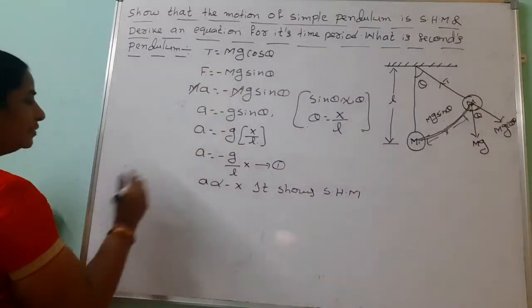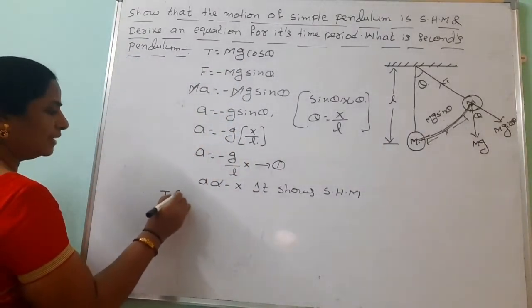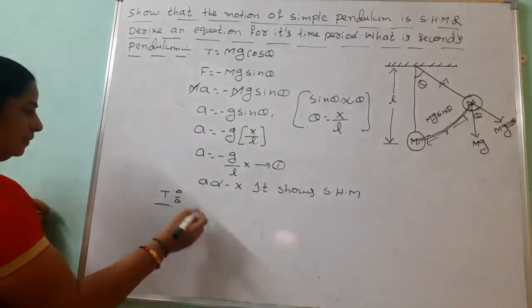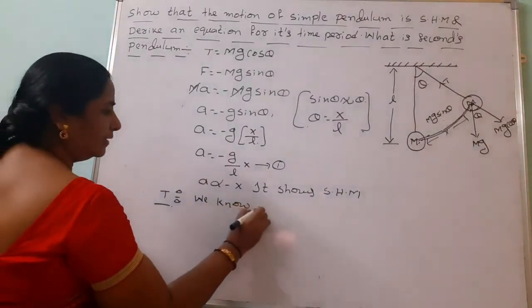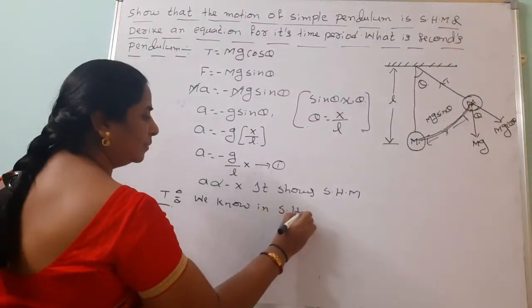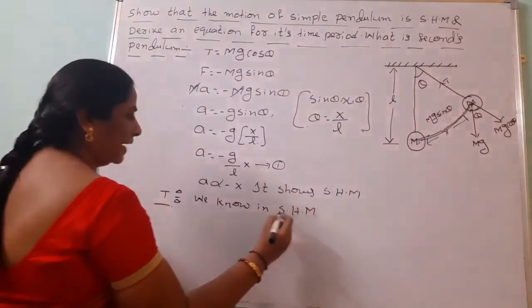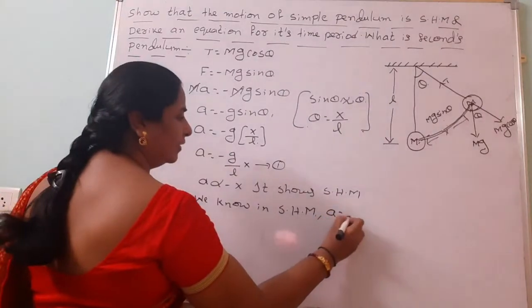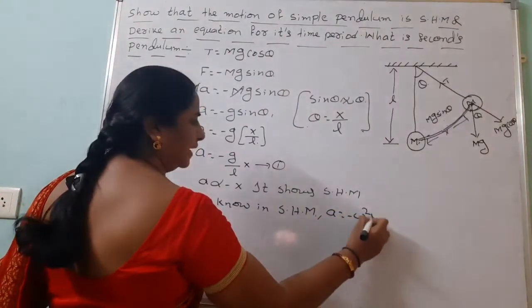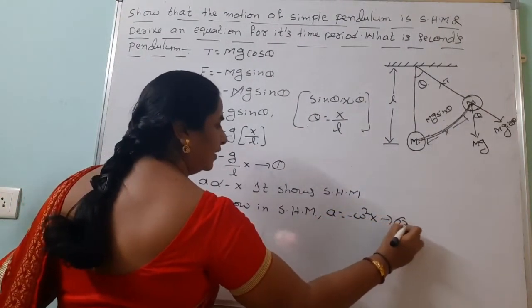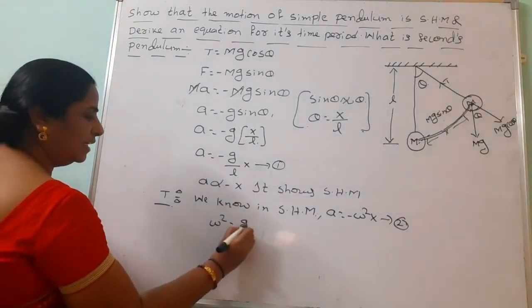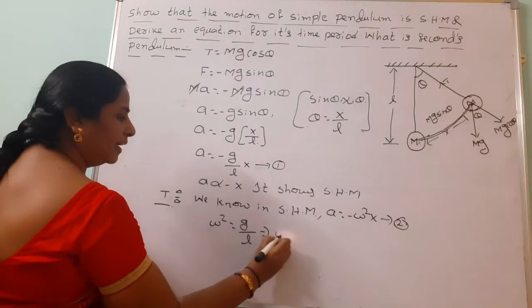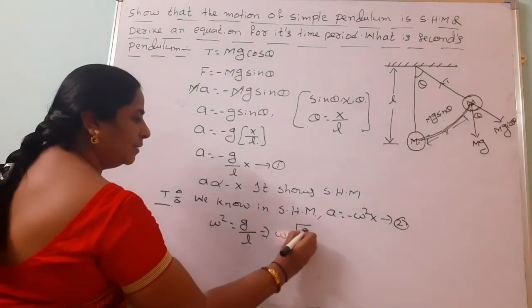Then second, we should derive the expression for the time period. We know that in SHM, in simple harmonic motion, the acceleration formula is a equals minus omega square x. Compare equation 1 and 2. From this, omega square equals g by L. Then omega equals under root g by L.